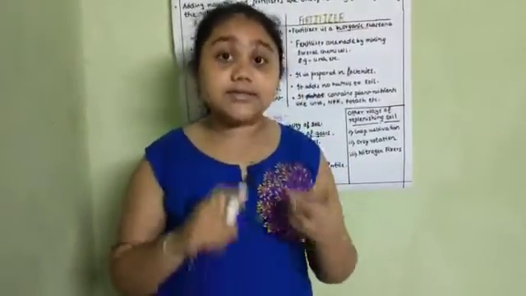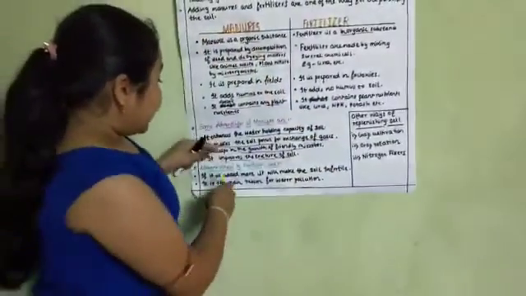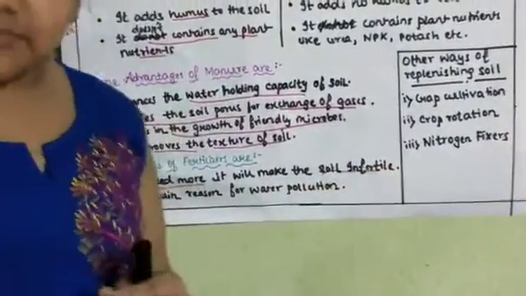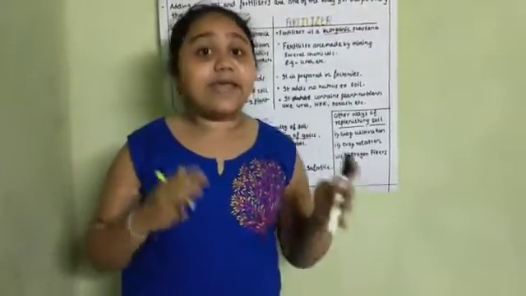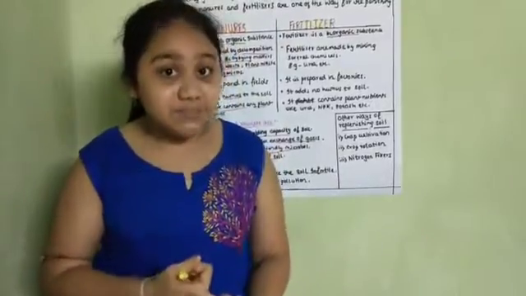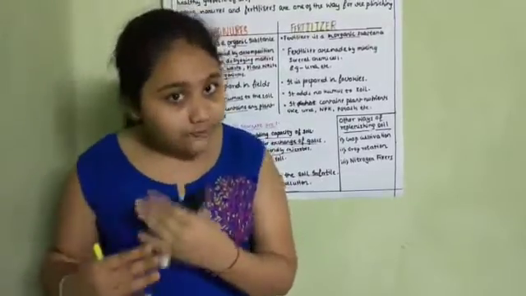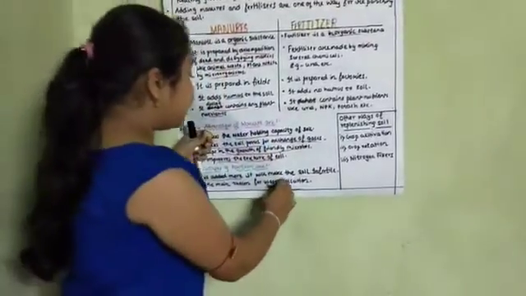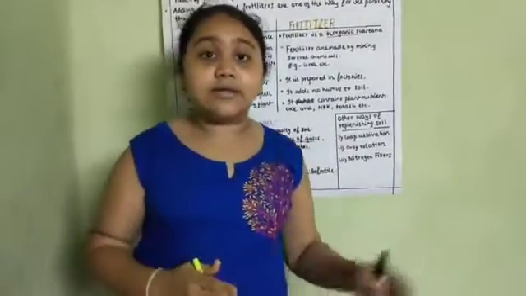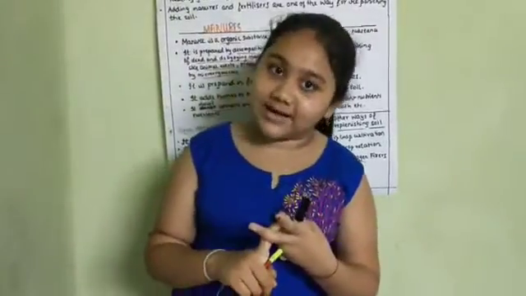And besides this, there are two disadvantages of fertilizer. First, if it is added more, it will make the soil infertile. That means if we use fertilizer in excess, or if we cross the limit of using fertilizer, then it may make the soil infertile, which is very bad for the growth of plants. And number 2, it is one of the reasons for water pollution. If we add more and more fertilizer, it will be a cause for water pollution. So these are the 2 disadvantages of fertilizer.